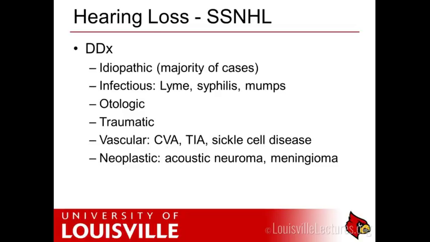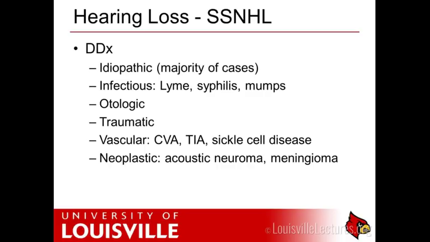All right, so the differential diagnosis: 70% or so are going to be idiopathic, and then you also have infectious causes, and then otologic, so that would be primary ear problems, and then vascular etiologies, and then neoplastic. So your testing is based on what you think is the most likely.